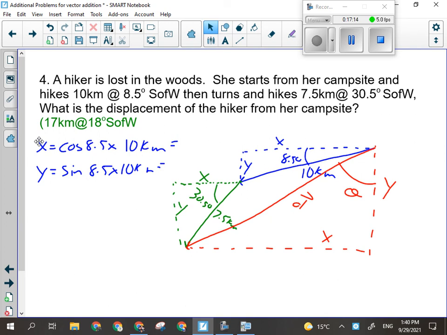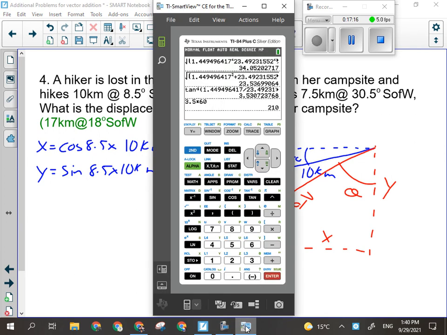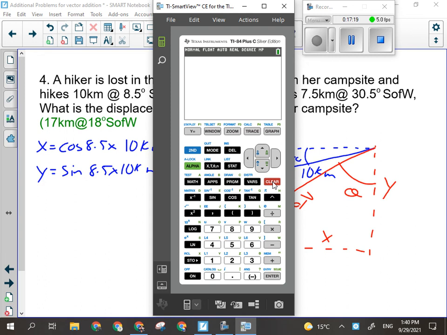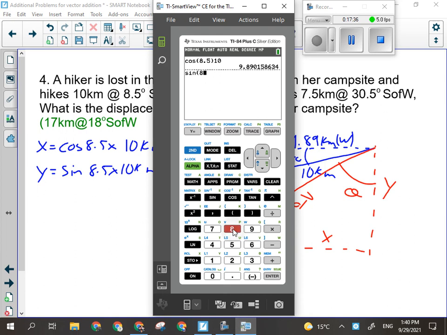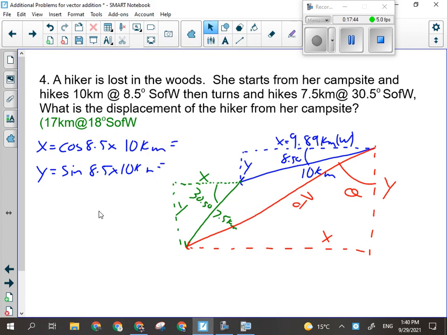Okay, so we have to find the x and y components for our two known vectors. For the first one, we're going to go cos of 8.5 times 10 kilometers. That's 9.89 kilometers west. Then our y will be the sine of that, so sine of 8.5 times 10 is 1.48, and that one is south.